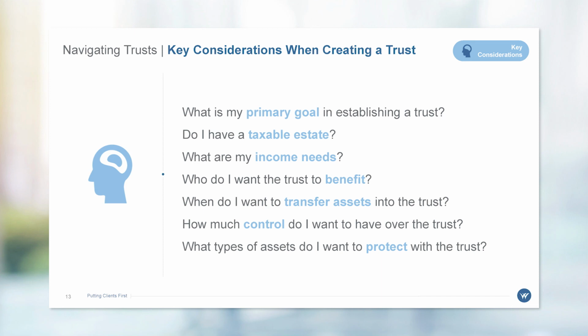A few key considerations to think through when you are looking to create a trust are: what is the primary goal in establishing the trust? Do I have a taxable estate? When do I want to transfer assets into the trust? And also, what do I want the trust to be used for? Who do I want the trust to benefit? By taking some time to truly understand your goals for creating a trust, your financial team can ensure that you're creating a plan that truly suits your needs and the needs of your family.